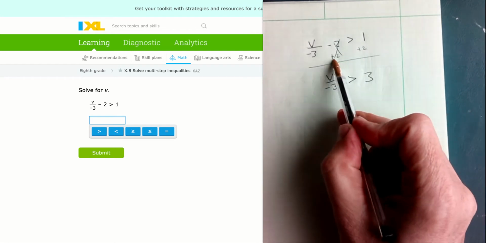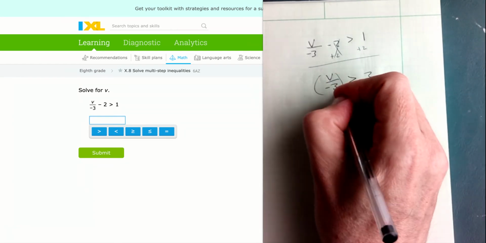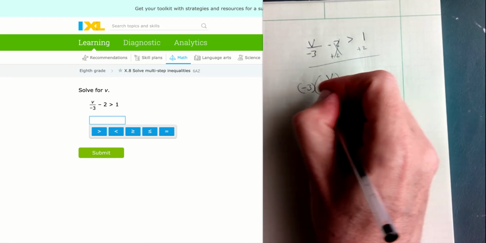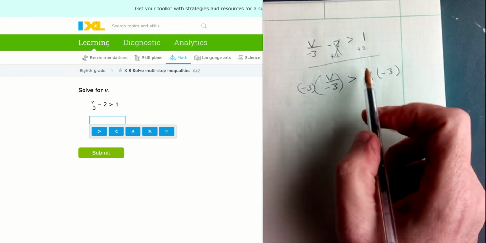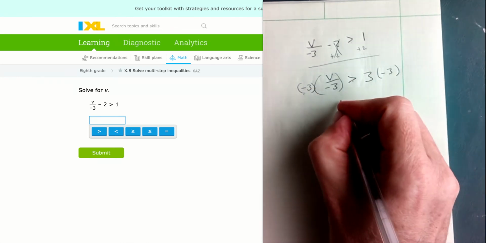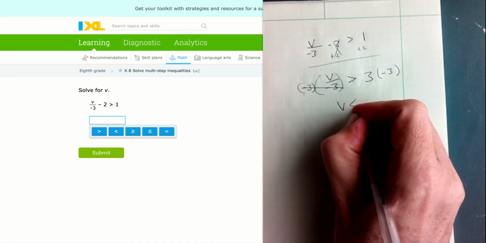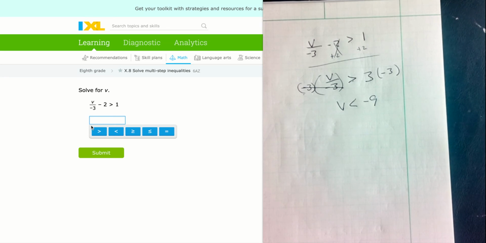Again, adding or subtracting never changes the inequality symbol. So then I'm going to multiply by negative 3. And again, if I multiply by a positive number, I wouldn't change it. But since I'm multiplying by a negative 3, that flips the inequality symbol, and I get v is less than negative 9.